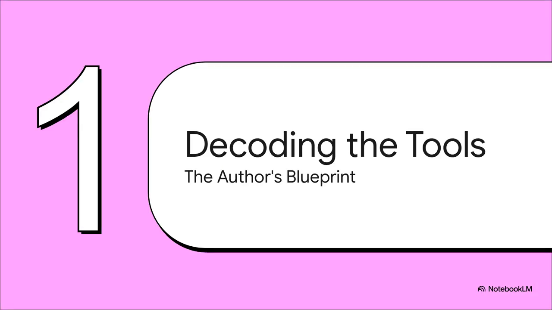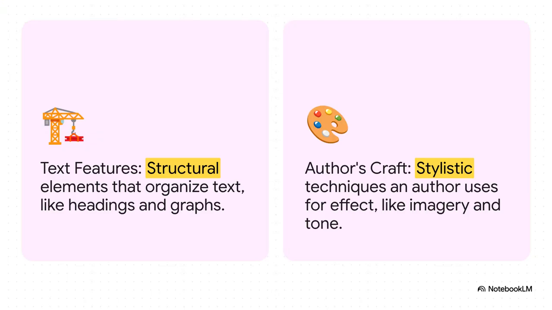All right, so if a text is a blueprint, then what are the tools that the architect, the author, is using to build it? Well, that brings us right to our first section, where the lesson asks students to start decoding those exact tools. The lesson breaks the tools down into two big categories. Over on the left, you've got text features. These are the structural things, the organizational bits. Think of them like the walls and beams of a house.